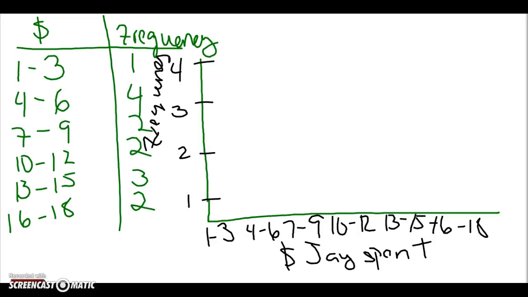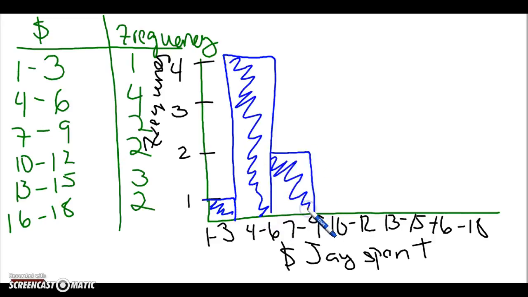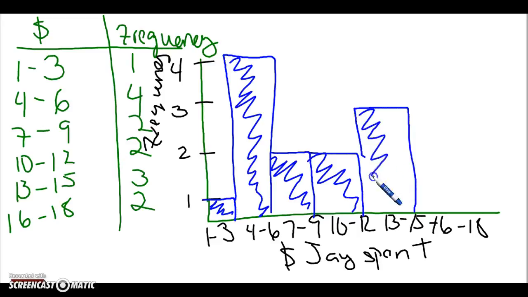So 1 to 3 was 1. 4 to 6 was 4. Remember, it's connected. 7 to 9 was at 2. 10 to 12 was at 2. 13 to 15 was at 3. And 16 to 18 was at 2.